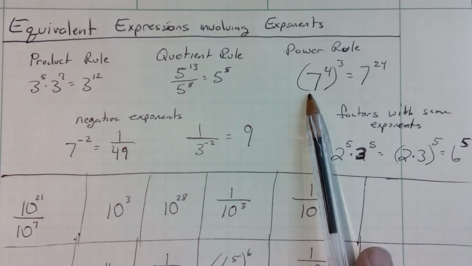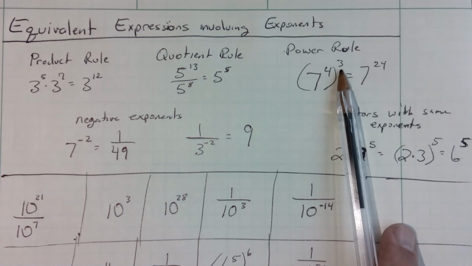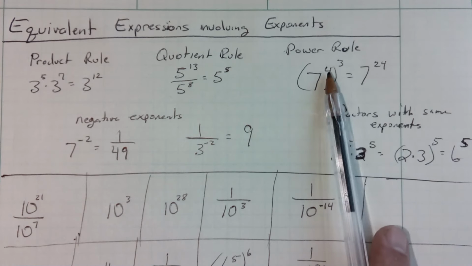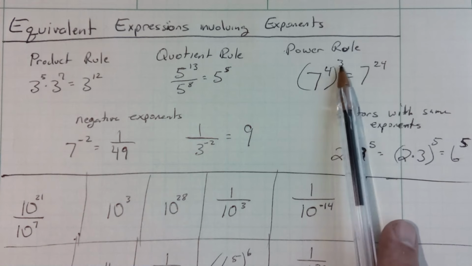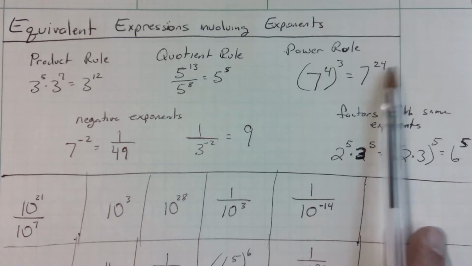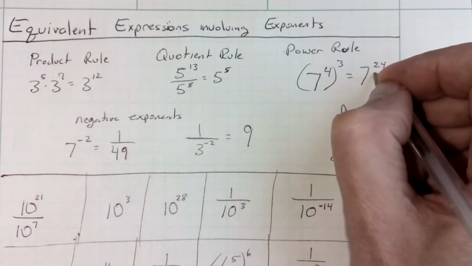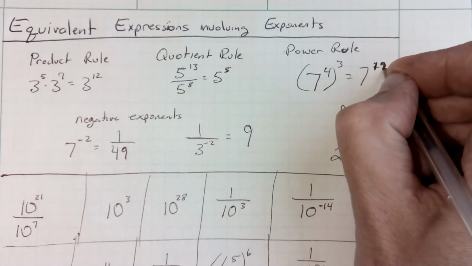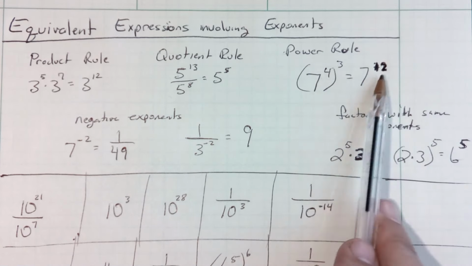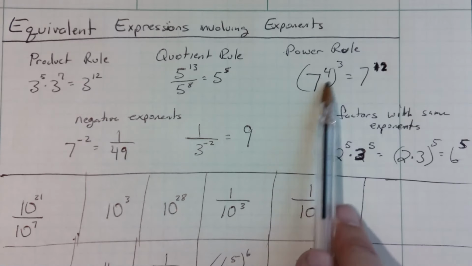There's the power rule. 7 raised to the 4th power in parentheses raised to the 3rd power. Well, that means I have 3 of these 7 to the 4ths. If I have 3 of them, that means I have a total of 12 7s. I have 4 3 times. 4 times 3 is 12, not 24. So make sure you make a mental note of that, I messed up. 4 times 3 is 12, not 24.